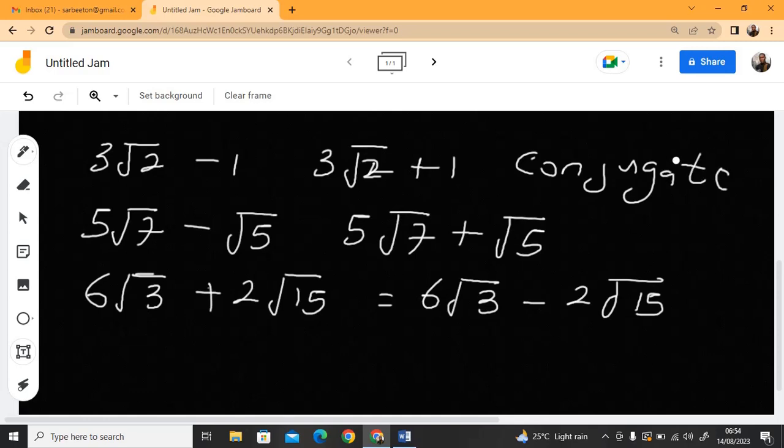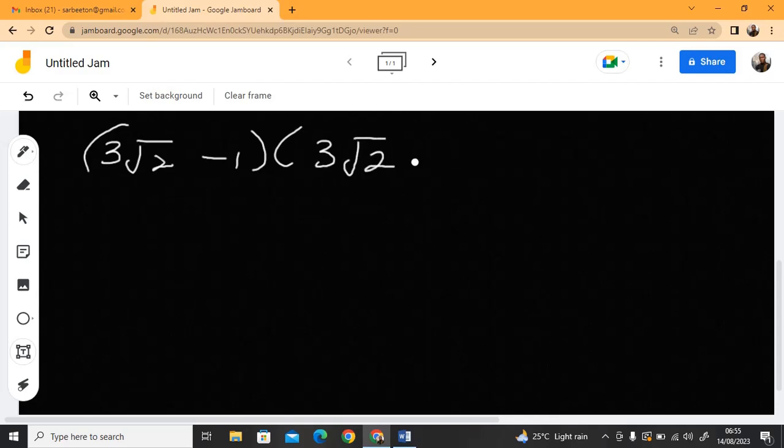Now we can also multiply conjugates in a very simple form. Once you see something that is conjugate, then you can apply some knowledge to it. You don't need to go through the stress of multiplying them, but they must be in the same form. Let's assume they said you should multiply 3 root 2 minus 1. Then the conjugate of this is 3 root 2 plus 1.